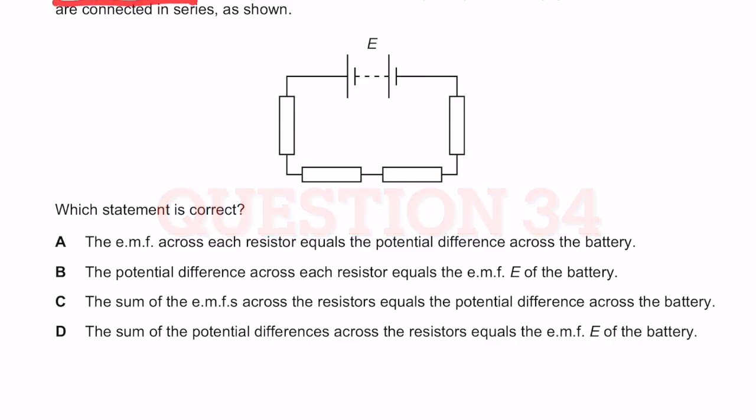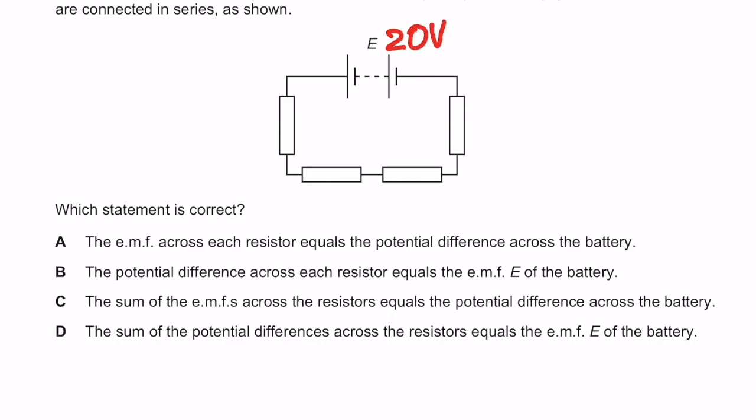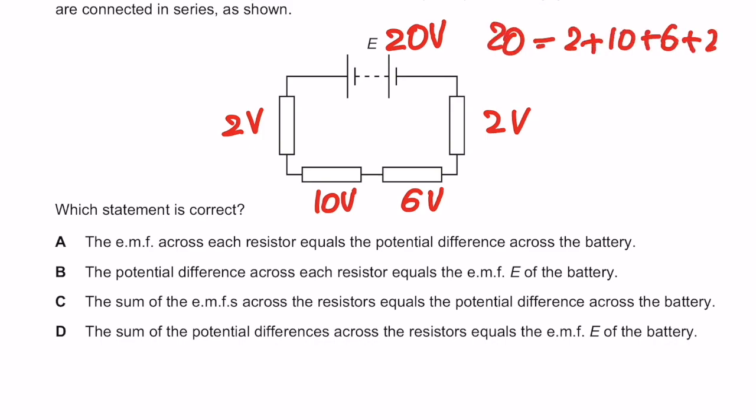Some resistors and a battery of electromotive force E and negligible internal resistance are connected. Which statement is correct? Again, let's put some numbers. Let's say the EMF is 20 volt. Maybe this resistor has 2 volt potential difference, 10 volt, 6 volt, maybe this also 2 volt. We can see 20 equals 2 plus 10 plus 6 plus 2. So obviously the voltage gets added, right?